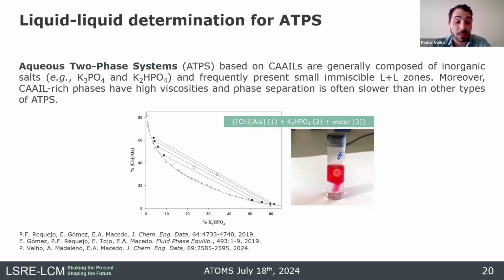Sadly, aqueous two-phase systems based on green ionic liquids, such as the choline amino acid ionic liquids, normally present small immiscible liquid plus liquid zones. For an ATPS based on polymers, you'll normally have 6 or 7 tie lines. But for these kinds of systems, normally you have 3, 4, or 2, and even this area here is very small, and this may be a struggle for some separations.